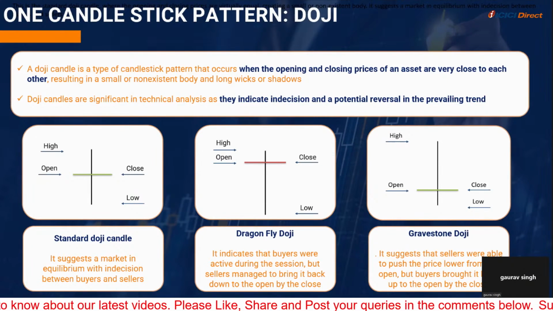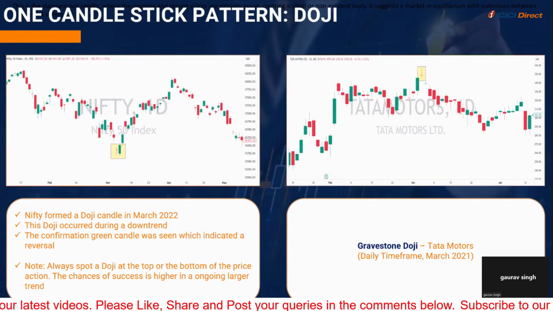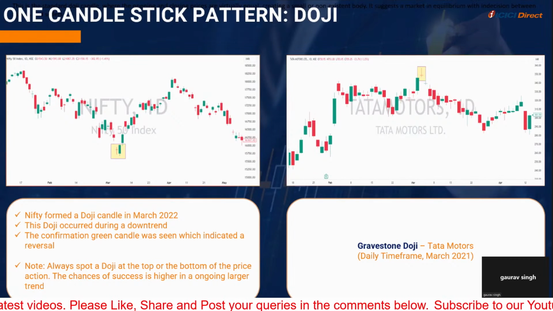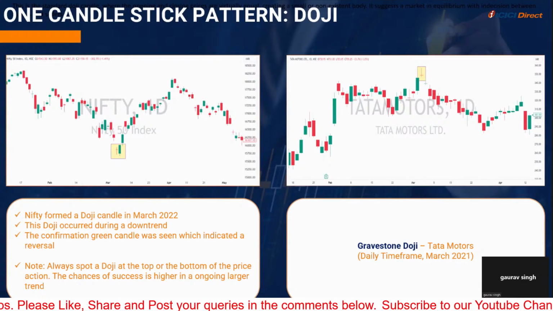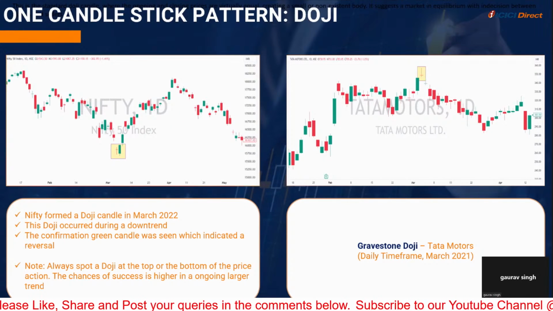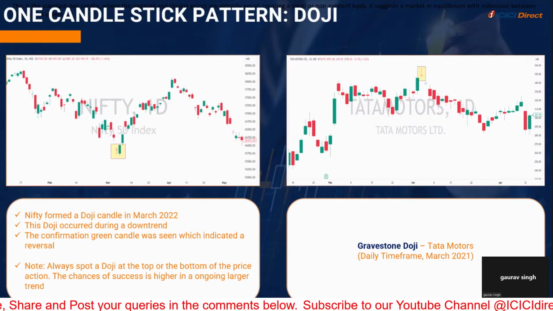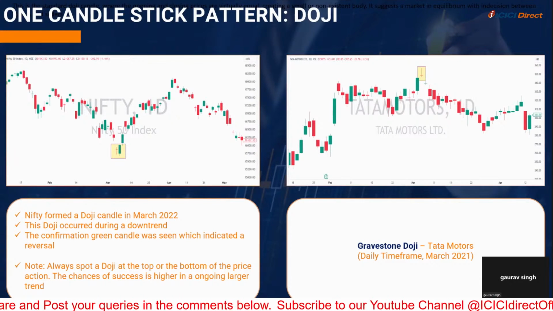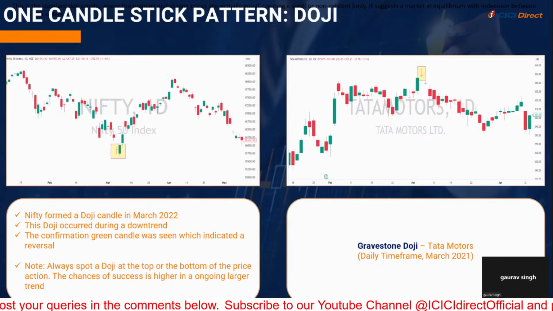I'm sorry for that. So these are the three kinds of doji that we have discussed. We saw doji in two different charts, one is the Nifty chart, another is the Tata Motors chart. So we saw a doji formation in Nifty. From there, we saw a confirmation candle and we saw an uptrend in the market. Similarly, we saw the gravestone doji in Tata Motors.